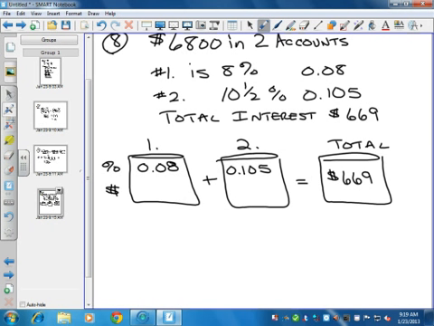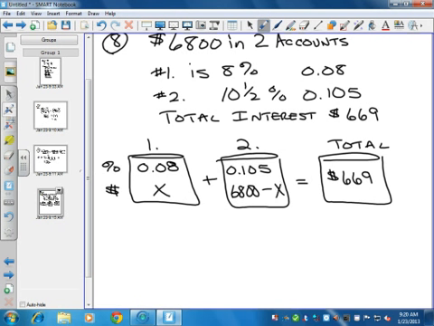this money. We've got $6,800 to spread out. I don't have any idea how that money was split up. So we're going to say he put a certain amount into one account and he put the balance in the other one. So this element right here is 6,800 minus the amount I put in the first one.